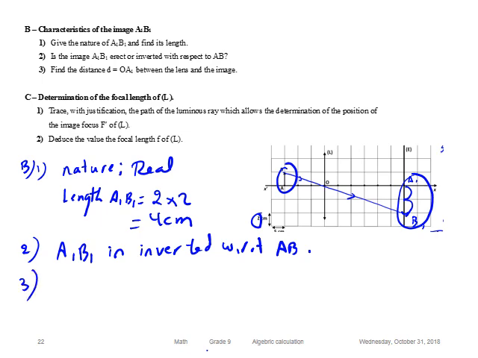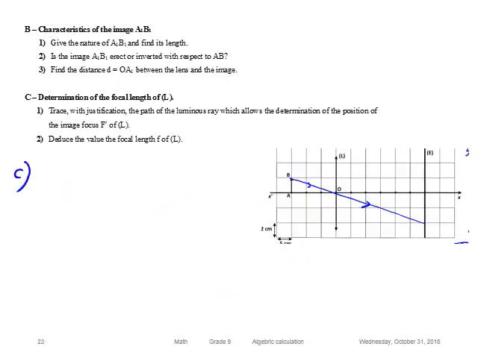3. Find the distance OA1, the distance from O to A1. So 1, 2, 3, 4, 5, 6 equals 6 multiplied by the scale, which is 5, so it equals 30 centimeters. C. Determination of the focal length of L.